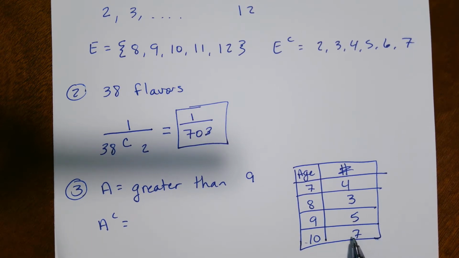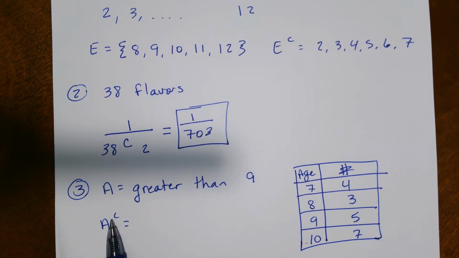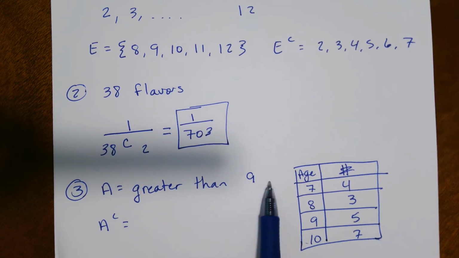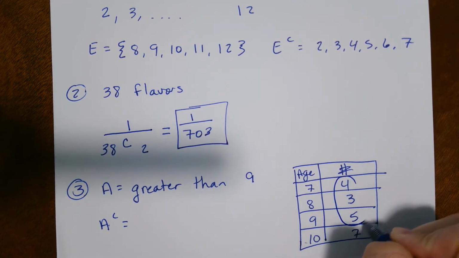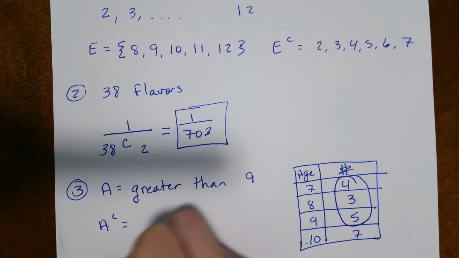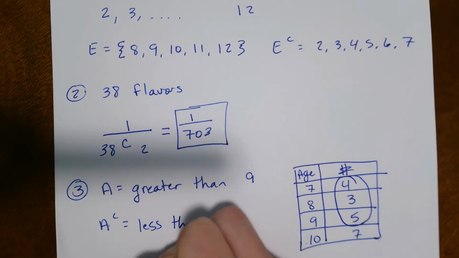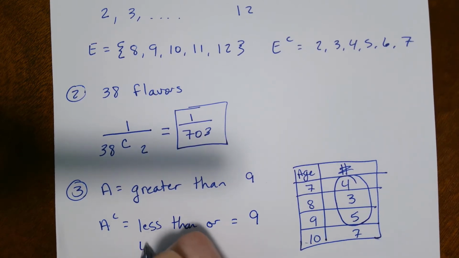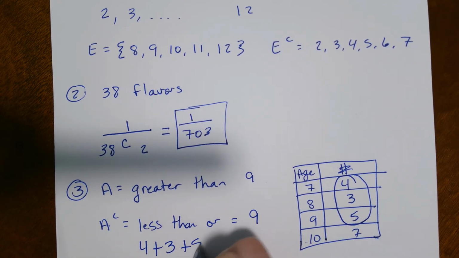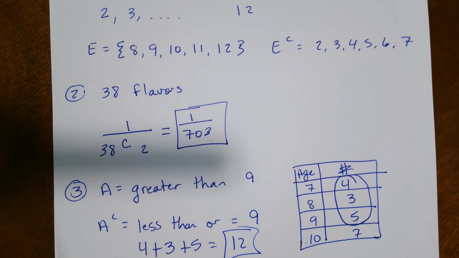So it wants to know how many are in A complement. Well, if A is greater than 9, then A complement would have to be less than or equal to 9. So we're talking about all of these people right here. I'll write that out: less than or equal to 9. So that's 4 plus 3 plus 5, which gives me 12 players in that event, or in that category.